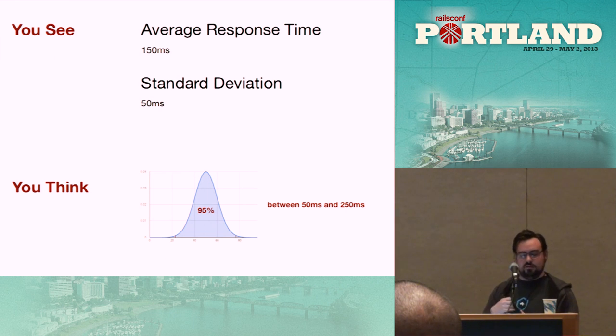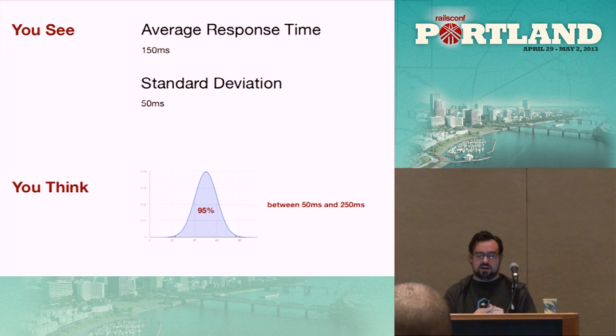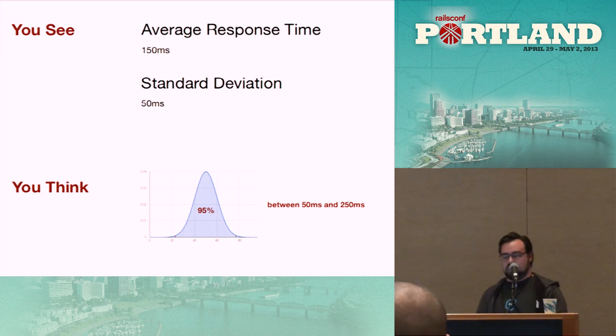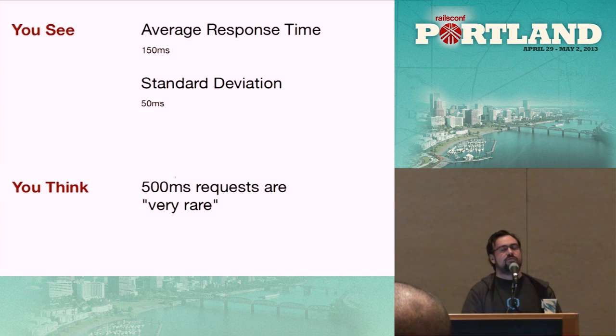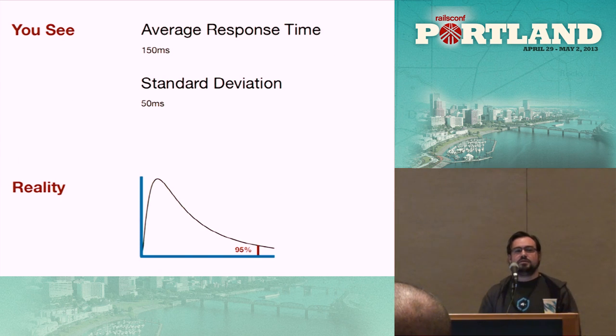So you see average response time is 150 milliseconds, standard deviation is 50 milliseconds. You think 95% of all of my requests are between 50 and 250 milliseconds, and if I was to see a 500 millisecond request, it would be extremely rare. I could basically ignore it. It basically means something crazy happened. The reality is nothing like that at all.